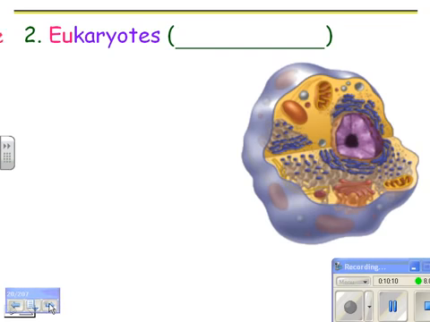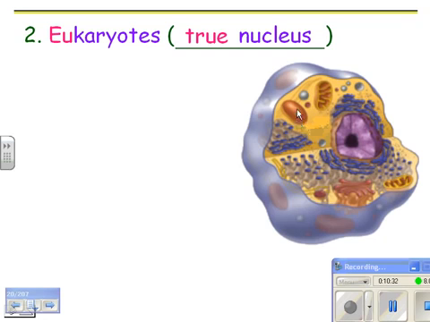Eu means true. And karyote means nucleus. And so here's a cell that might be one of your cells. Here's the nucleus. Here's, you can tell those are membranes. So that's the endoplasmic reticulum. Here's some more endoplasmic reticulum. Golgi body, mitochondrion, lysosome, blah, blah, blah. There's cytosol in here, or goop.